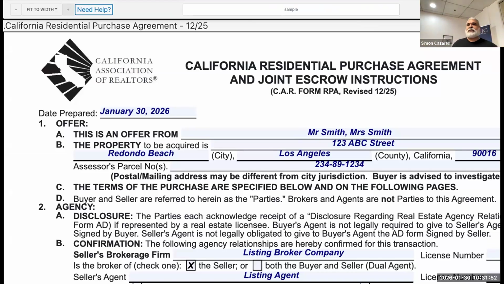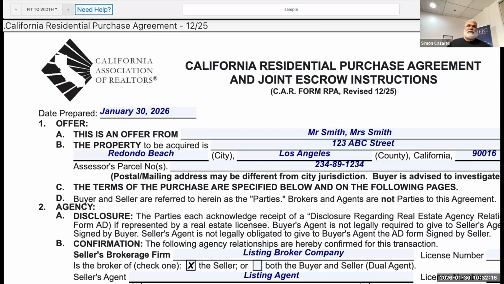So we're going to be discussing today the California Residential Purchase Agreement, better known as the RPA. You want to make sure that you're using the most current, revised, updated forms when you go into your California Association of Realtors, or if you're using your desktop, make sure that it's updated as well, because you don't want to have an older version.